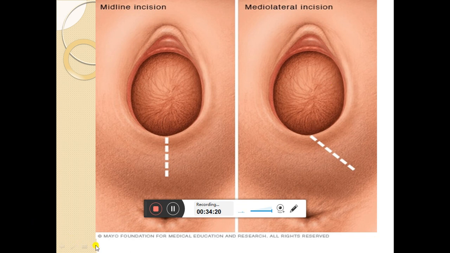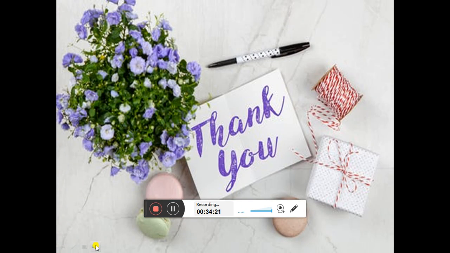So this is about the pelvic diaphragm. Thank you for your concentration. We will see the next topic, that is the sacrolumbar plexus.